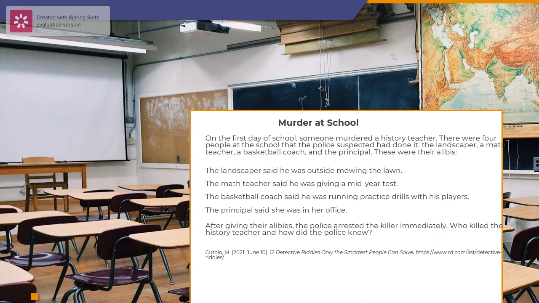These were their alibis. The landscaper said he was outside mowing the lawn. The math teacher said he was giving a mid-year test. The basketball coach said he was running practice drills with his players. And the principal said she was in her office. After giving their alibis, the police arrested the killer immediately. So who killed the history teacher, and how did the police know?